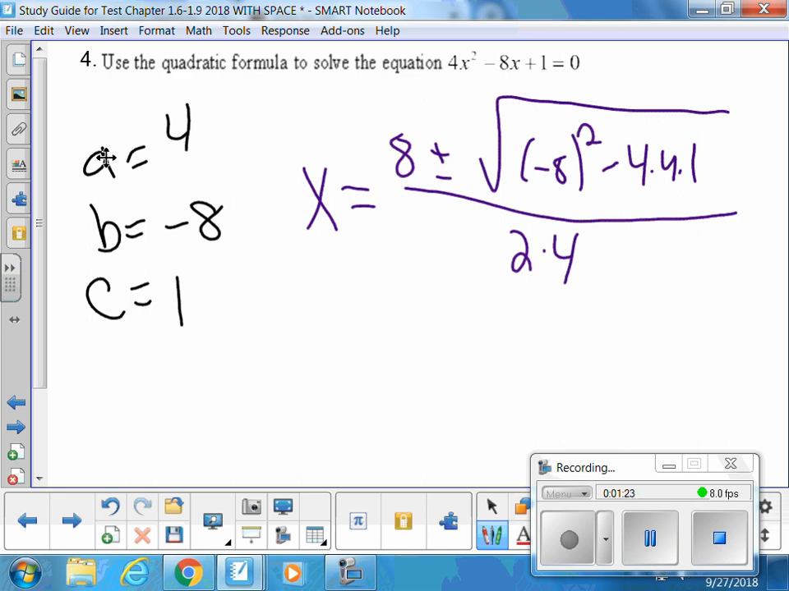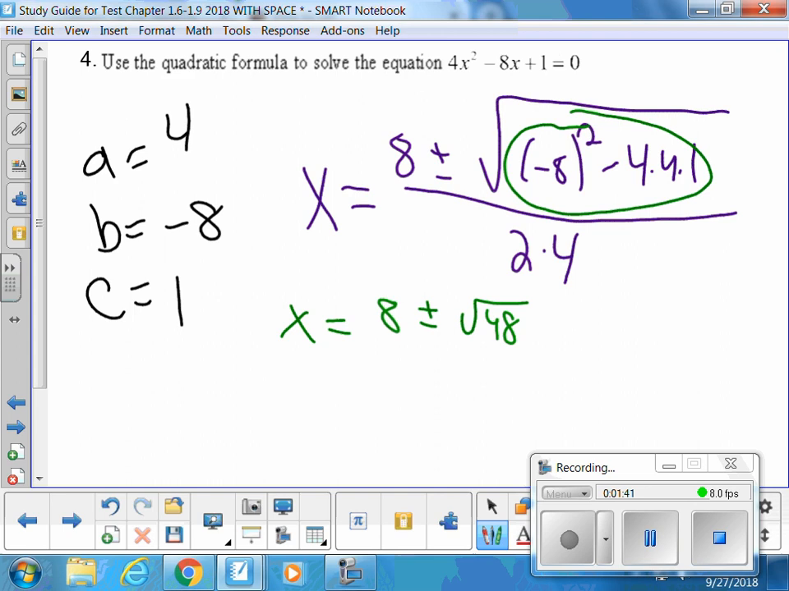I'm going to go ahead and type in this stuff first in the green circle. Can anybody tell me what that stuff is called in the green circle? Discriminant! That's interesting, but it's called the discriminant. So that ends up being 48. It is very, very important you put that -8 in parentheses. That 2 times 4 on the bottom will be 8.